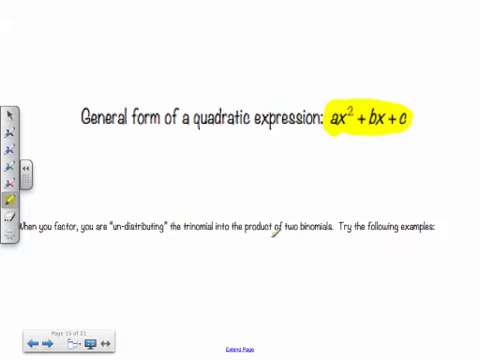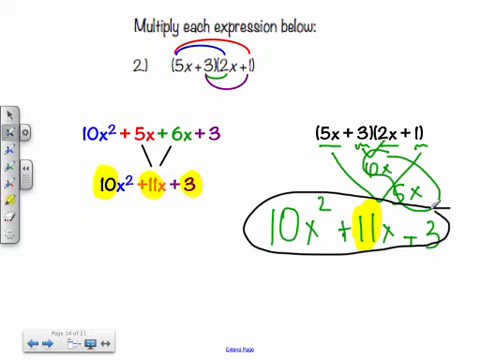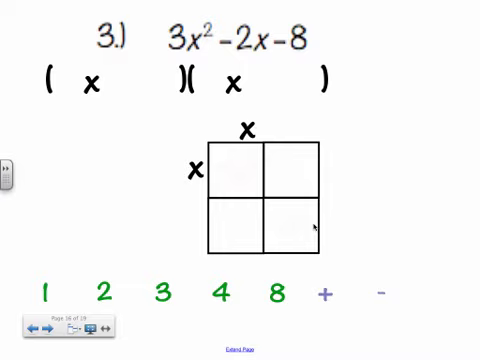Now remember, just like with factoring by GCF, when you factor, you're just basically undistributing the trinomial into the product of two binomials in these examples. So what you're going to do is this time you're going to be given the problem like this, and you're going to be asked to put it back into the binomials here. This is going to be very helpful in the next unit when we solve something called quadratic equations. We're going to try the following examples.